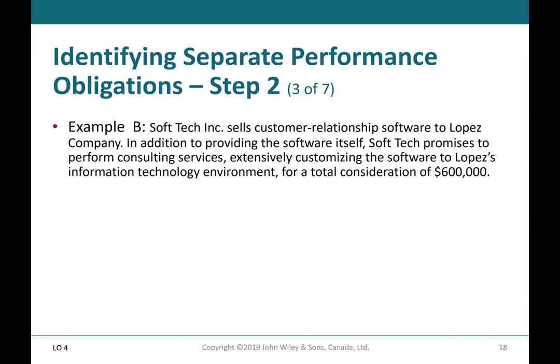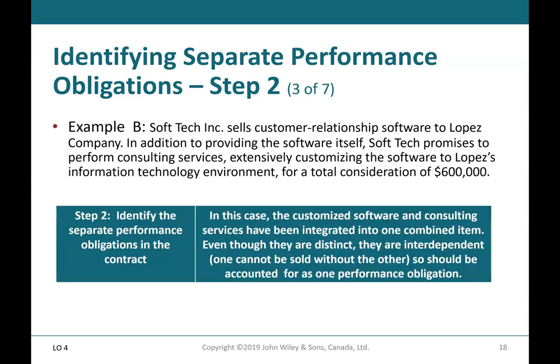Identifying separate performance obligations, Step 2, 3 of 7. Example B. Softtech Inc. sells customer relationship software to Lopez Company. In addition to providing the software itself, Softtech promises to perform consulting services, extensively customizing the software to Lopez's information technology environment, for a total consideration of $600,000.